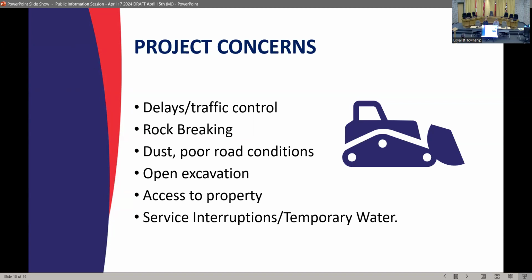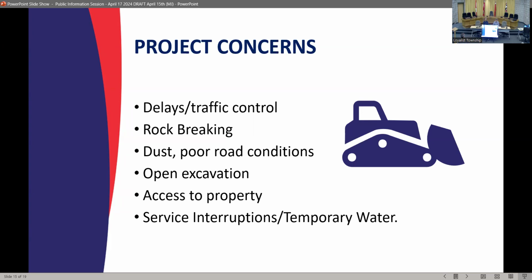And then utility service interruptions. So there will be some temporary water shutdowns during the project. The residents will be on temporary water, which involves the placement of temporary pipes on the side of the road. Anybody who lives in Odessa right now, you can see those in the other project that we're doing over on Bridge, South, and Battery.